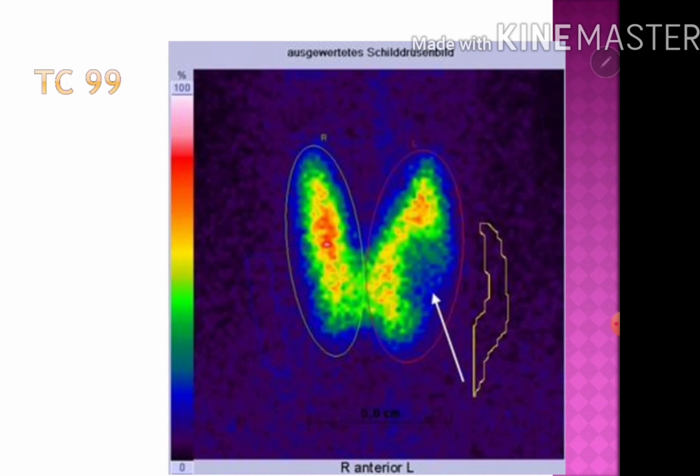So scintigraphy is very important for differentiation. The technetium scan is more important than the iodine scan. In this technetium scan, we can see that there is no uptake, which mostly goes with a cold nodule.